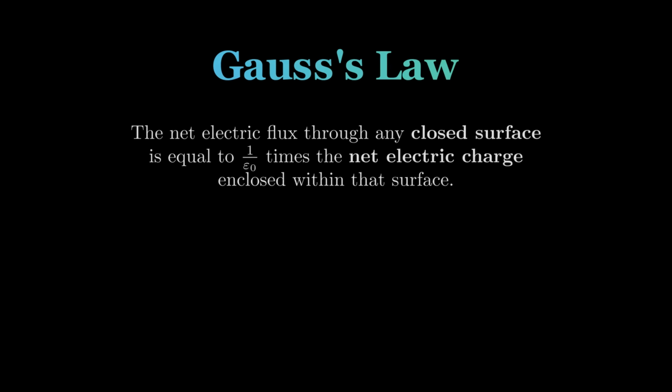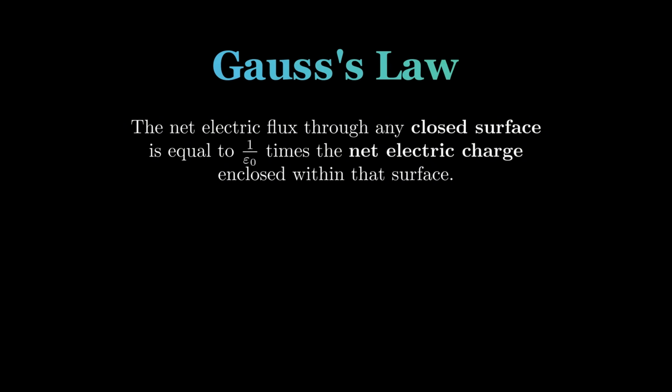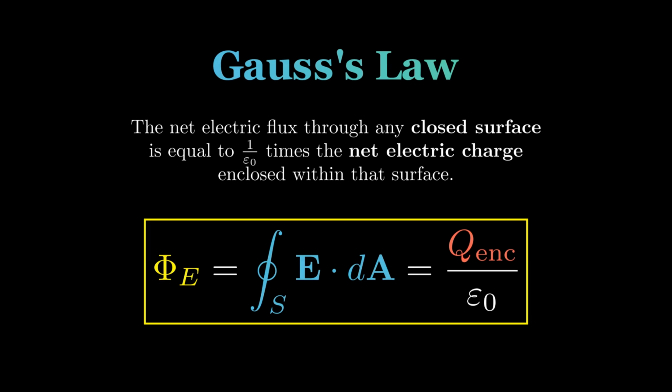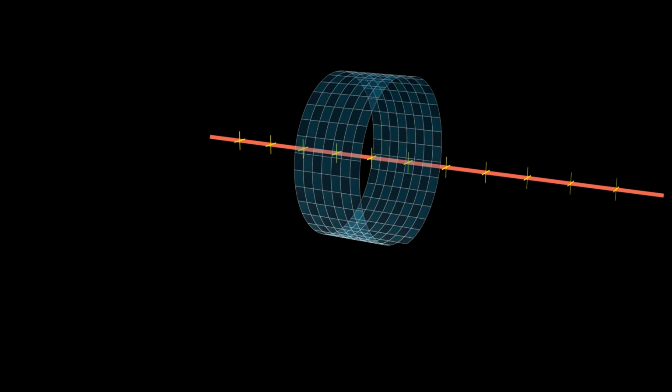Today we are going to derive the electric field of an infinite line of charge using Gauss's law. We start with the fundamental equation, Gauss's law. It states that the total electric flux through a closed surface is equal to the enclosed charge divided by epsilon naught. Now imagine a cylindrical Gaussian surface around our line charge.